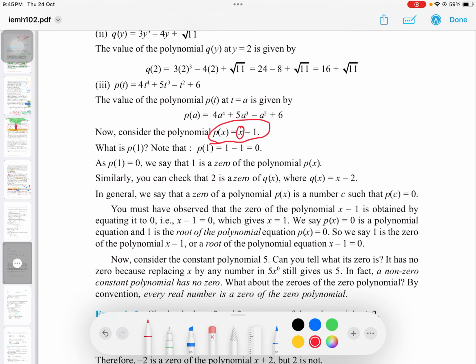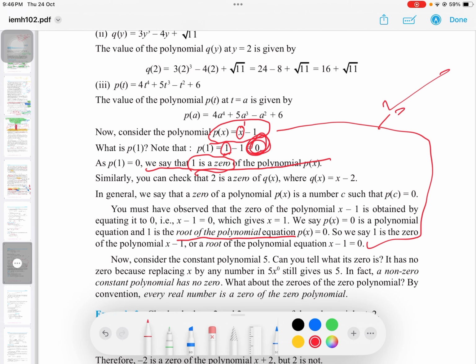For what value of x, what value should you give so that this whole expression equals 0? So you give 1, so 1 minus 1 equal to 0, therefore 1 is the 0 of the polynomial. Here you gave 1, that's why your equation became 0. So you say 1 is the 0 of the polynomial or 1 is the root of the polynomial. If you understand this content, you will be thorough in zeros of a polynomial.